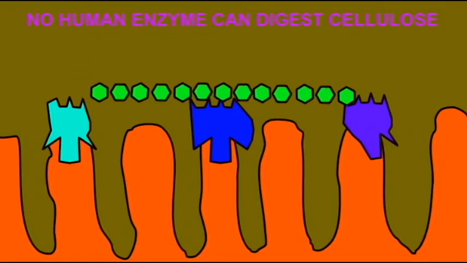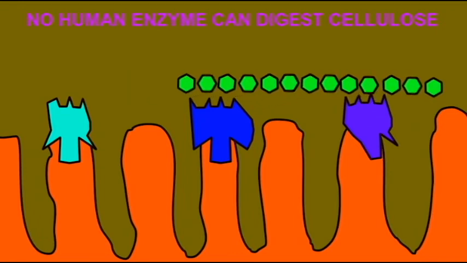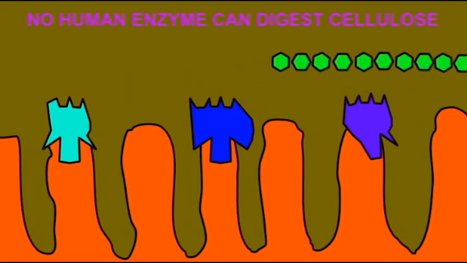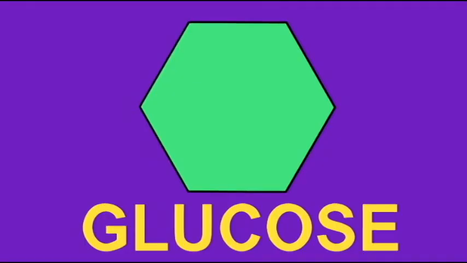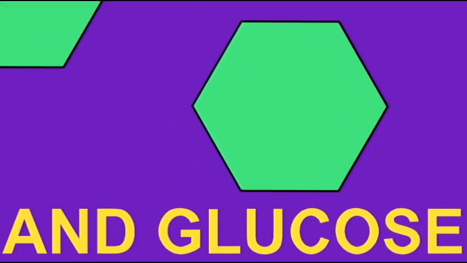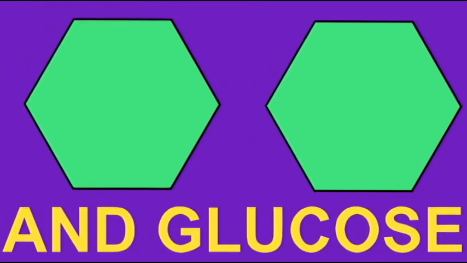Although cellulose is a polysaccharide made of glucose, your digestive system lacks the enzymes capable of breaking it down. So it is not digested, and this fiber then passes through your digestive tract relatively unchanged.